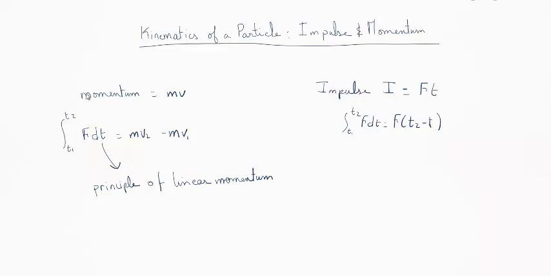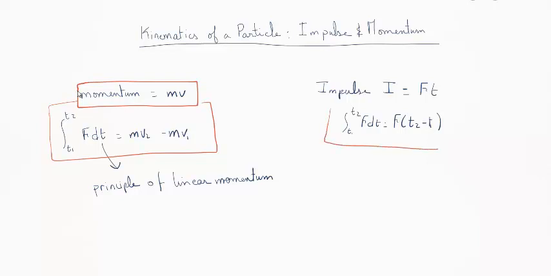So momentum is the mass times the velocity, and we have here the principle of momentum. Basically it states the integral from t1 to t2 of F dt is mv2 minus mv1. And now impulse is basically the force times time, same thing, integral F dt. This is impulse.